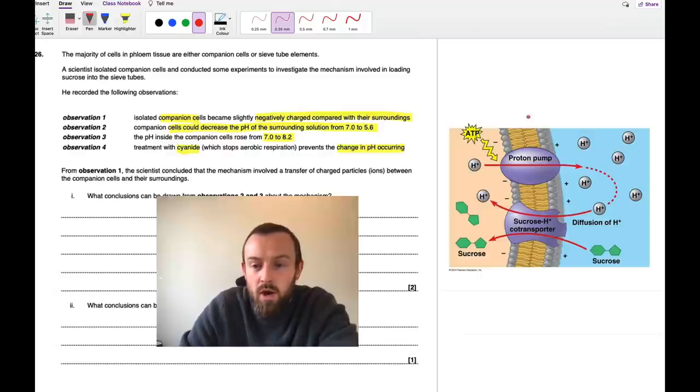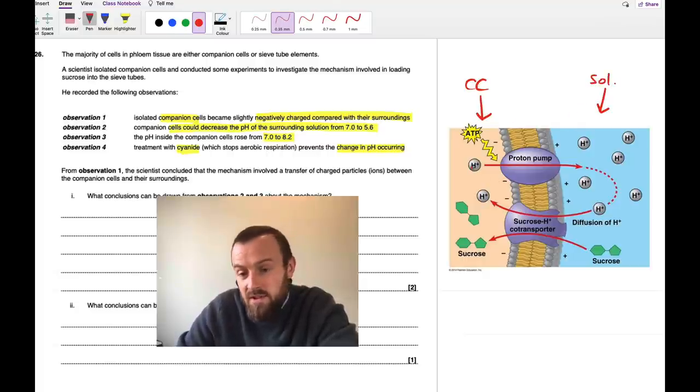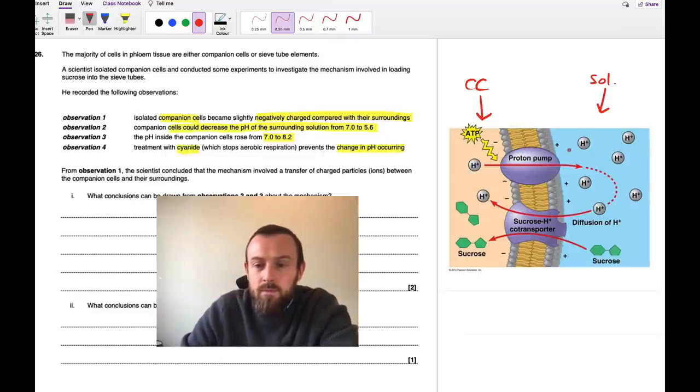So observation one, if this here inside is the companion cell and this over here is the solution, well, basically the companion cell is going to become negative because it's pumping out protons, which is going to make the cell itself negative. I'm not sure if I like this positive here. The cell itself will become negative because protons are being pumped out of it.